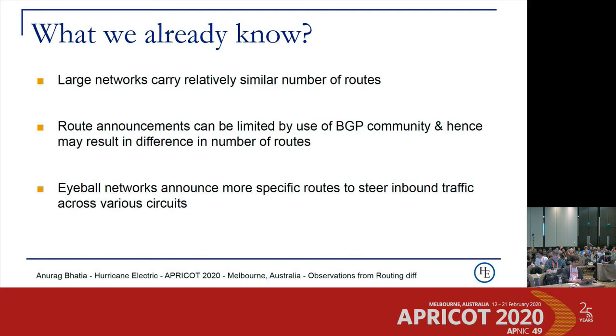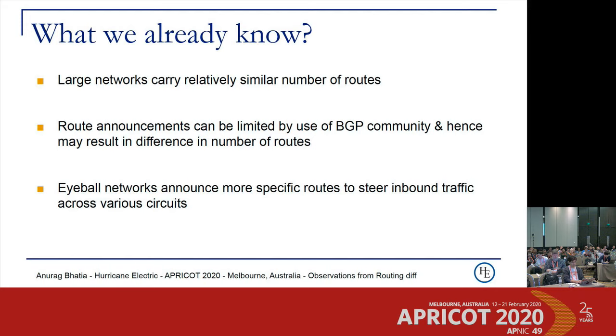So large networks carry a similar number of routes, that we already know. It should be quite similar. There can be a difference of some routes, but it should be almost similar. Route announcements can be limited by BGP community. The previous speaker quite nicely explained that in detail. So there can be a chance of a difference in the number of routes across providers if BGP communities are used. And eyeball networks try to steer traffic using more specifics.